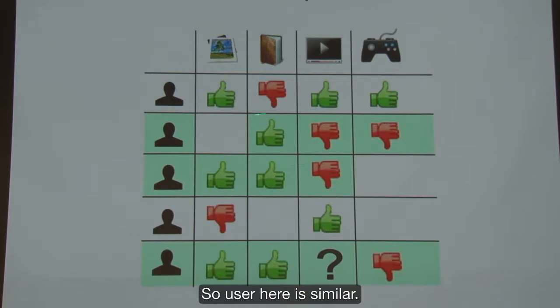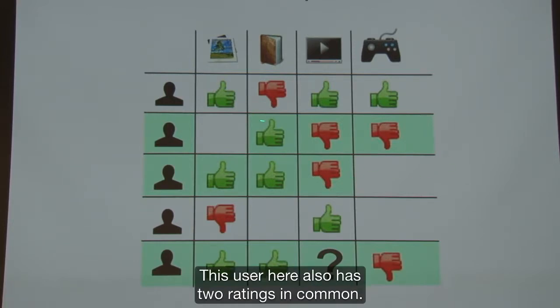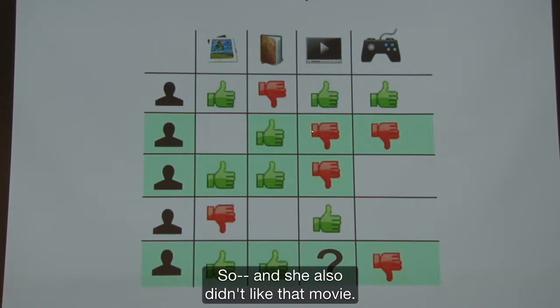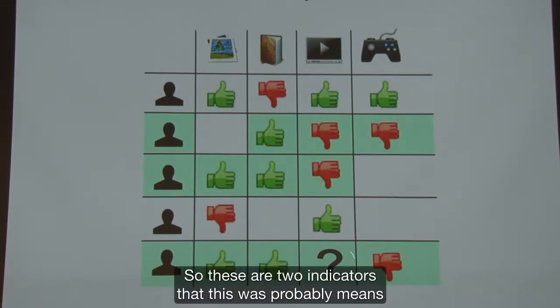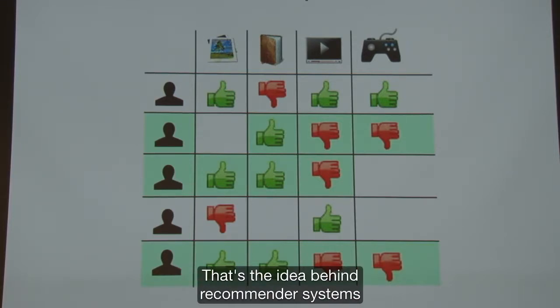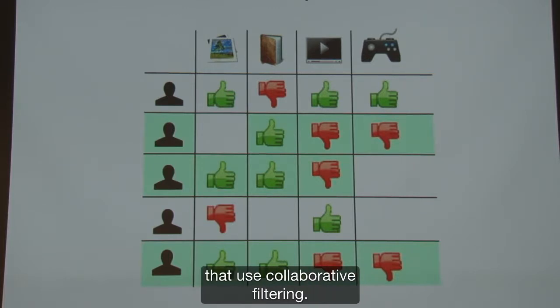So this user here is similar. This user here also has two ratings in common. This rating here is the same for this book, and she also really liked this computer game. And she also didn't like that movie. So these are two indicators that this means that this user will not like this movie. That's the idea behind recommender systems that use collaborative filtering.